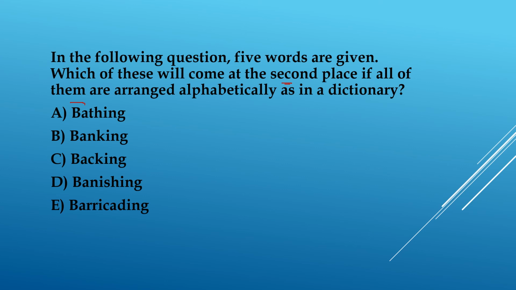I find the first two letters, that is B and A, are common in all the five words. So I'll skip these and I'll look for the third letter, which is T here, N here, C here, again N, and then I have an R. So obviously C comes first, so this will be the first word, backing.